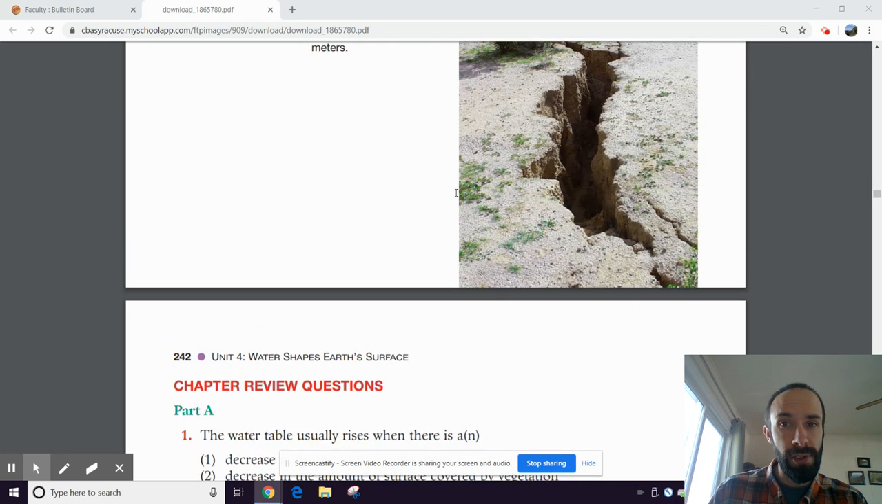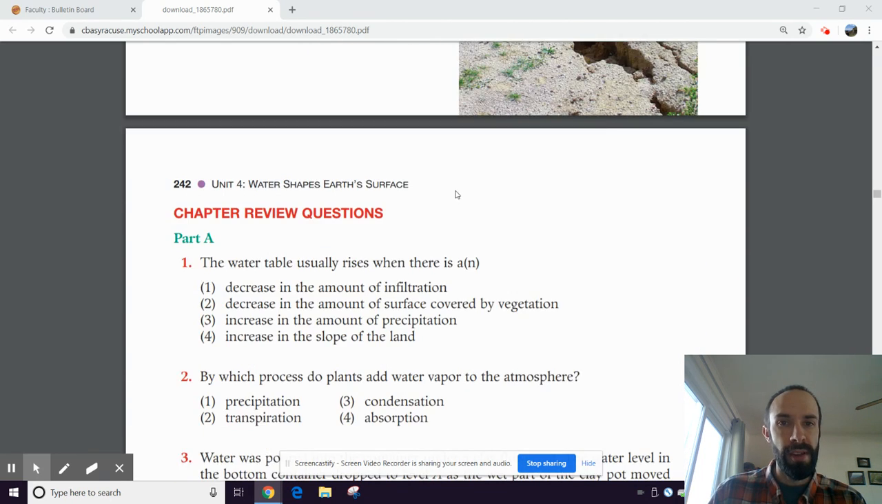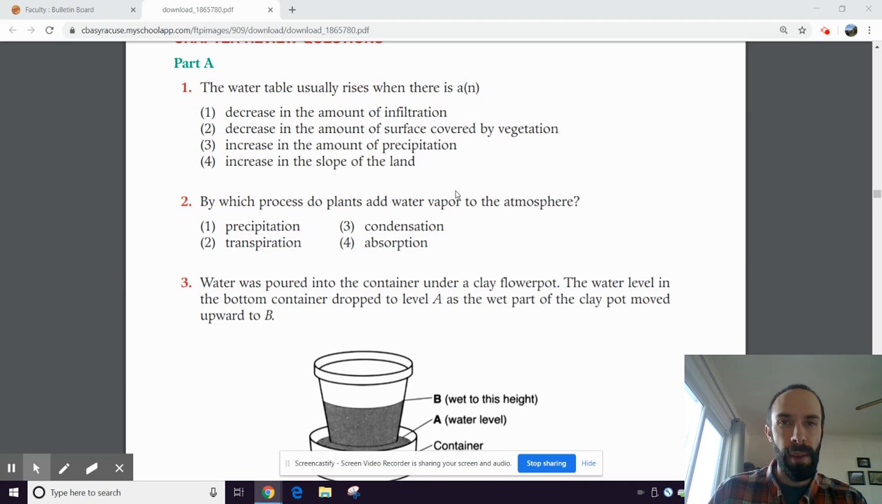They're all related to groundwater, so porosity, permeability, capillary action, the zone of saturation and aeration and all that stuff. So I'm going to go through all these questions. If you want to do it first, pause the video here and then go back and check your answers when you're all done. That would be the best way to do it, I would say. For number one, the water table usually rises when there is a what?